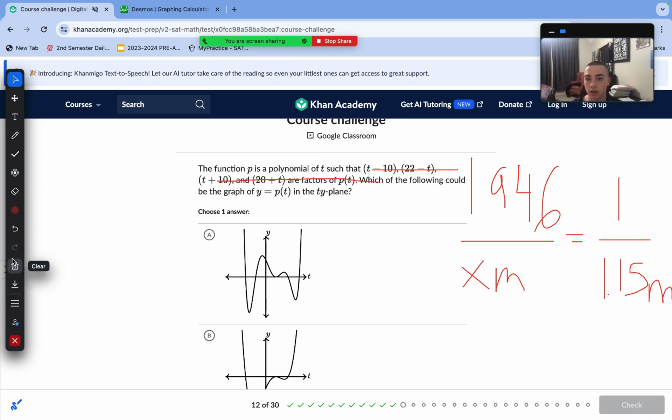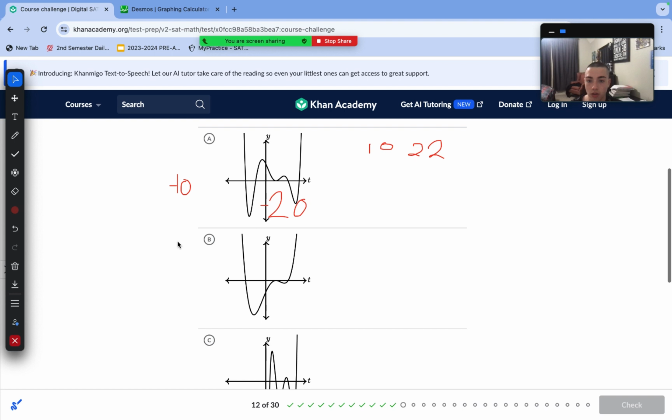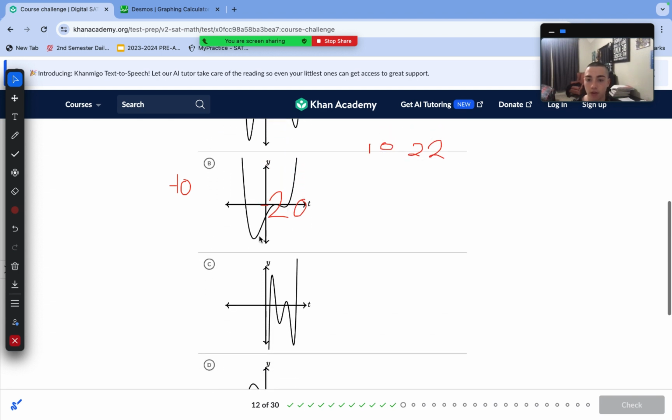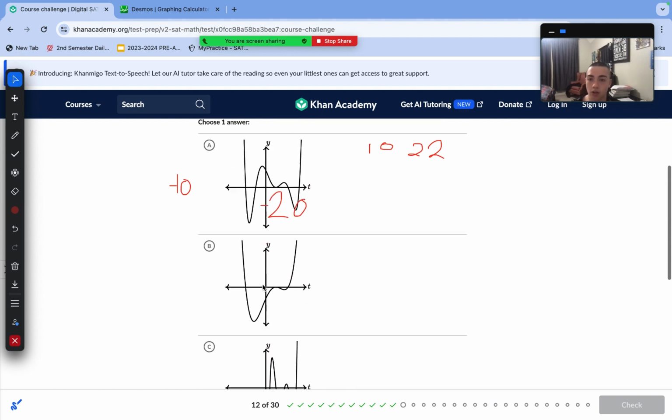On to this next one. A function p has polynomial of t such that we have 4 of these factors. Okay, let's just find the zeros from these. We have a zero of 10, a zero of 22, we have a zero of negative 10, and a zero of negative 20. So we need to see 2 x-intercepts on the left side and 2 x-intercepts on the right side as well. So that cuts out answer choice B. There are 3 on the right side for A. So answer choice A is most likely incorrect. Answer choice C is most likely incorrect. And answer choice D is definitely incorrect.